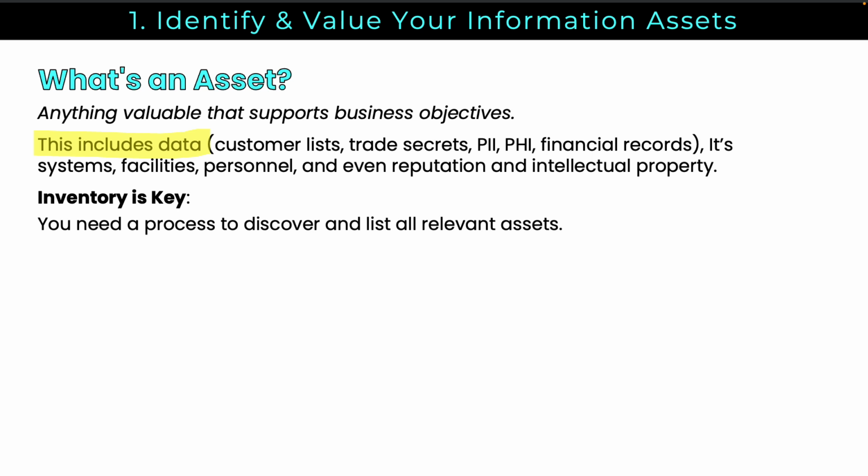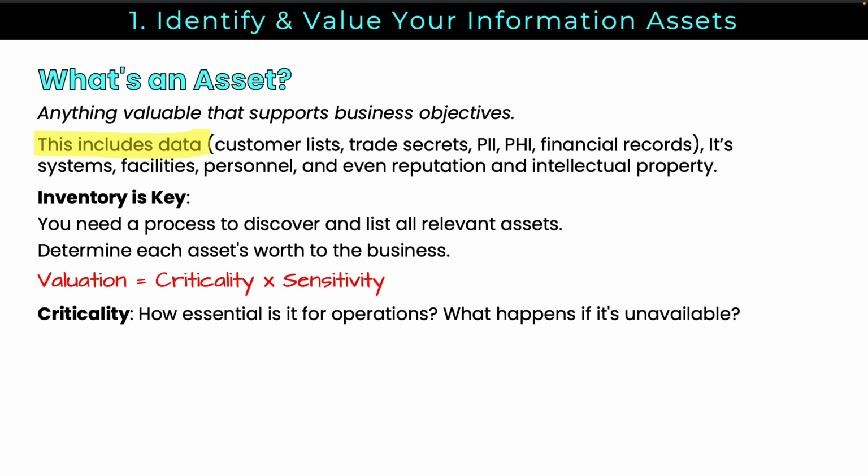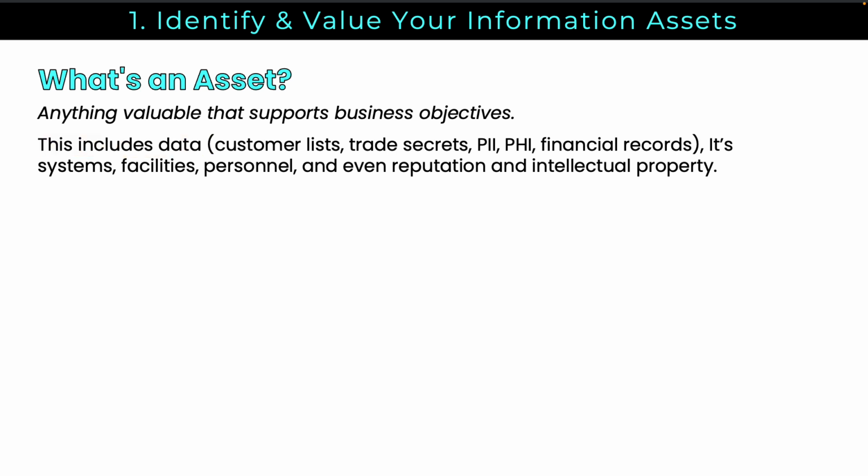So inventory is key. We have to inventory our assets. We need a process to discover and list all of our relevant assets, and then determine each asset's worth to the business. The valuation of an asset will be a product of its criticality to business critical processes and its sensitivity. Criticality: how essential is it for operations? What happens if it's unavailable? And then sensitivity: how damaging would it be if confidentiality or integrity were compromised?